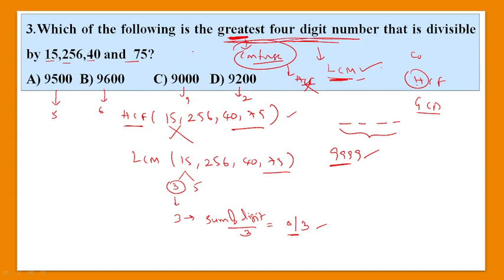What did he ask in the question? 5 is not divisible by 3, and 2 is also not divisible by 3, so my answer lies between either B or C. The question says we need to find the greatest four-digit number. So what will be the greatest number among 9,600 and 9,000? The greatest four-digit number among 9,600 and 9,000 will be 9,600 only. So the LCM of these numbers will be 9,600. I hope you are clear with this point.